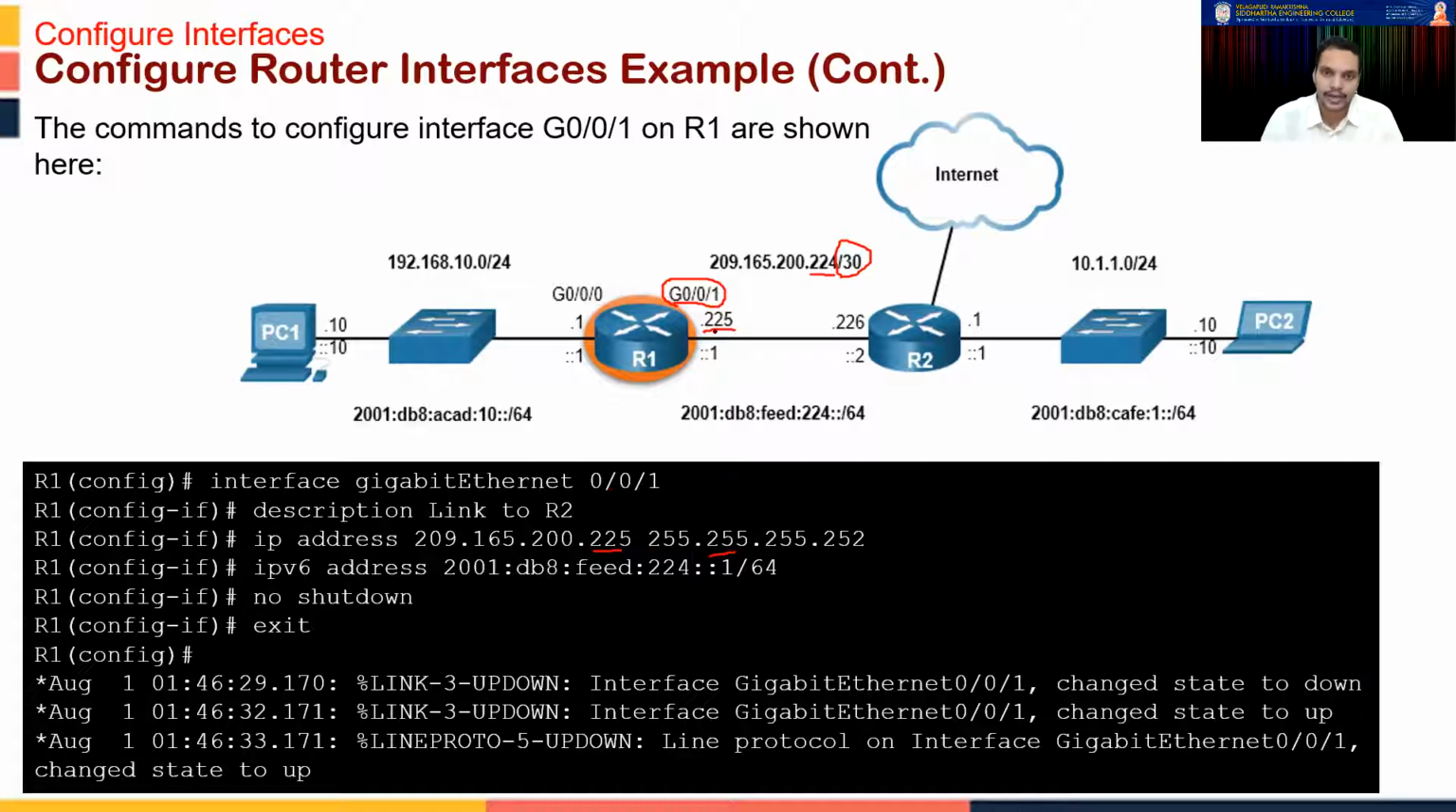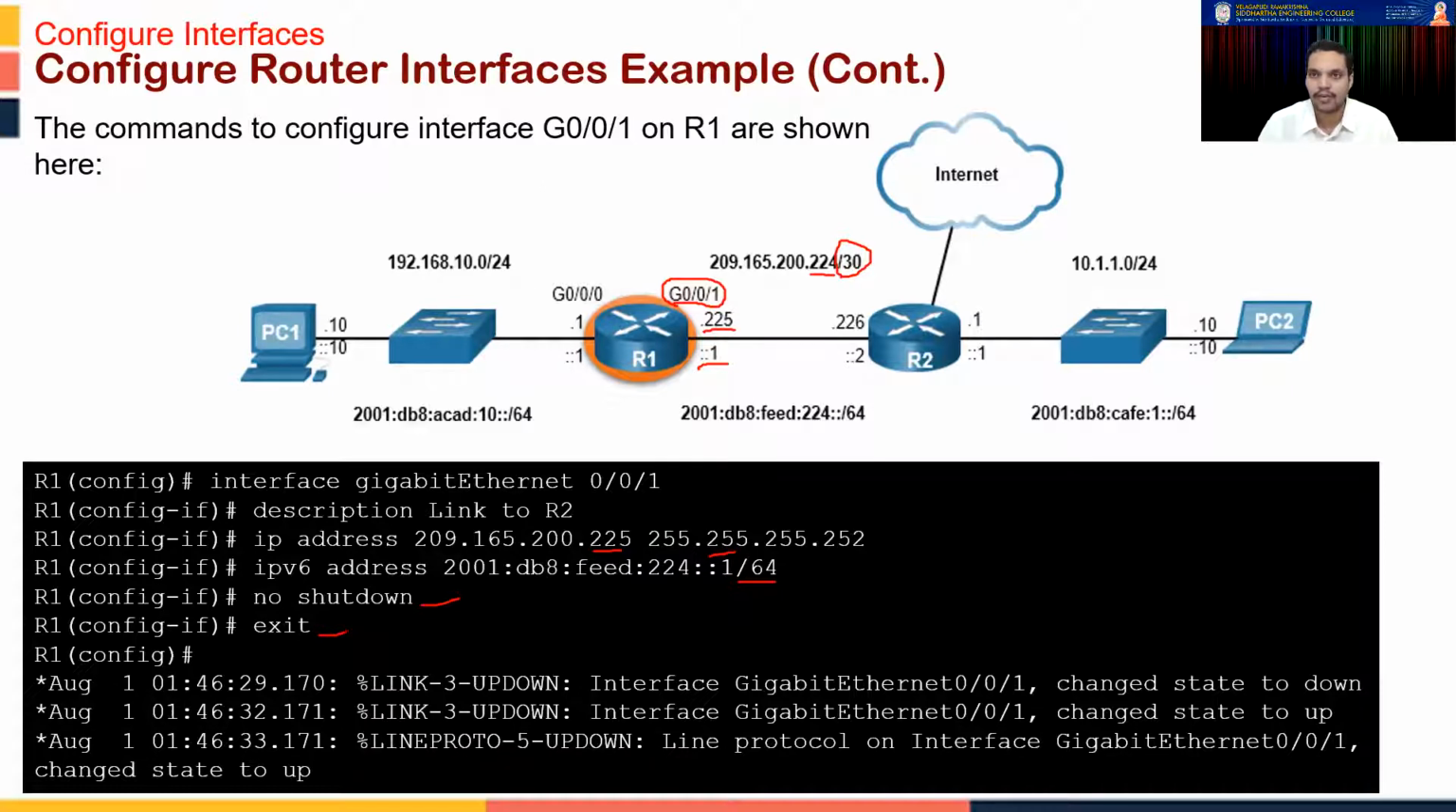Now I have to assign the IPv6 address also for this particular link. So IPv6 address 2001:db8:feed:224:1/64, and then no shutdown, exit. It is actually pretty simple. It's not rocket science over here.